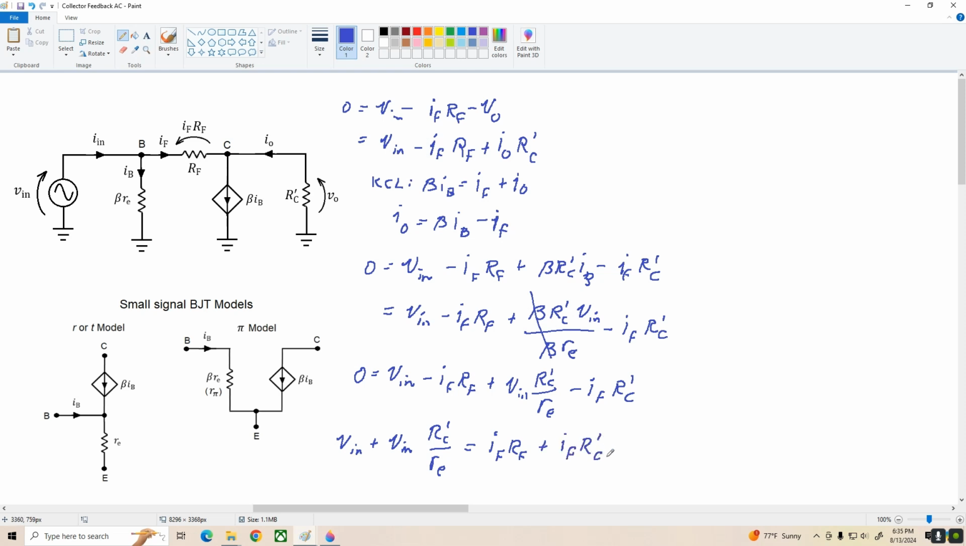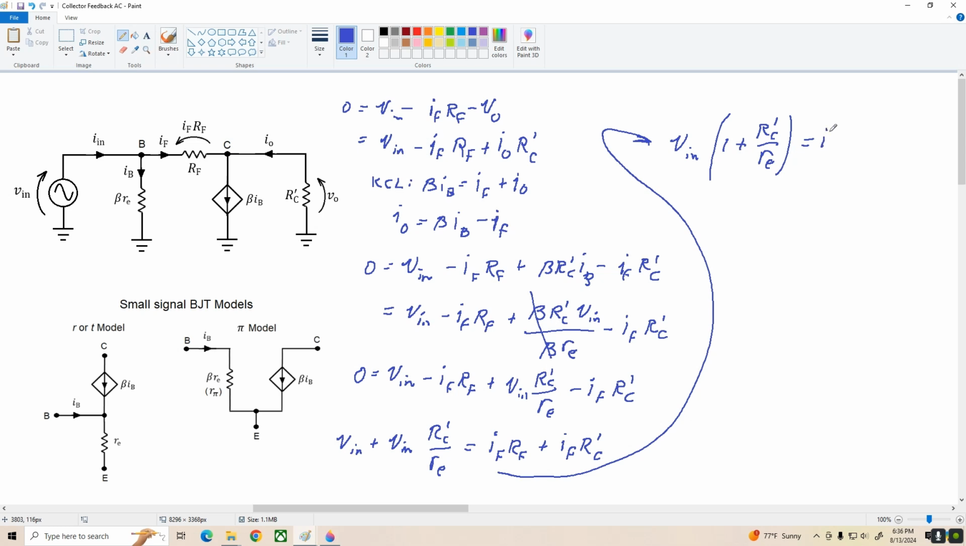Next thing I want to do is factor V in out of both of these terms and I sub F out of these. And if I come up here, that's going to give me V in times 1 plus R prime C over little re equals I sub F times RF plus R prime C.